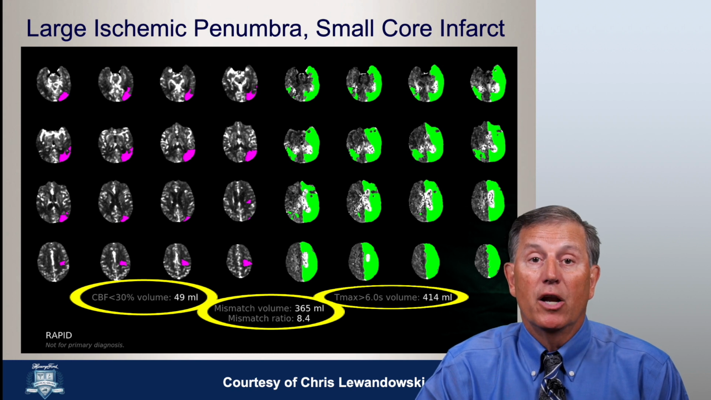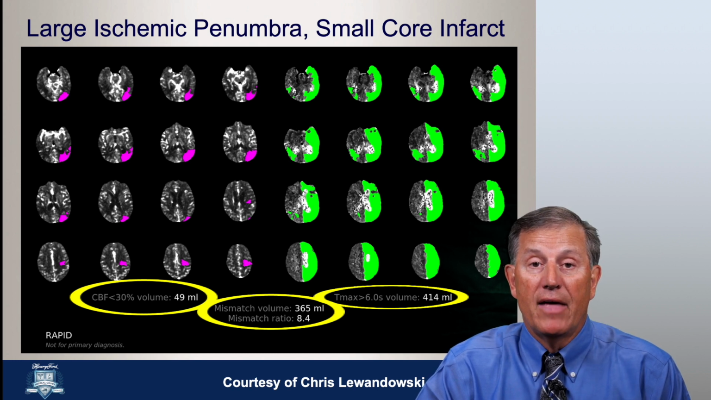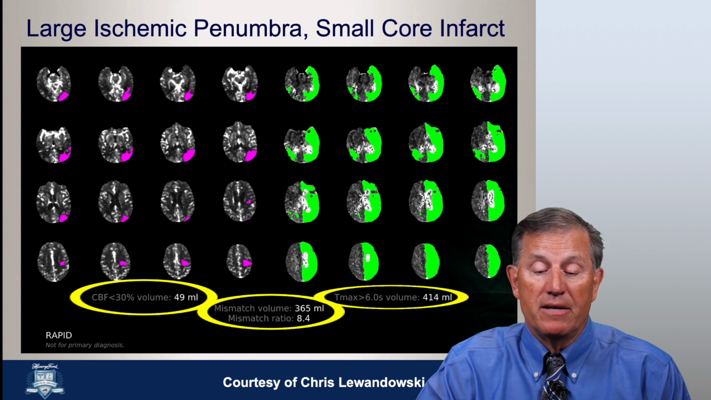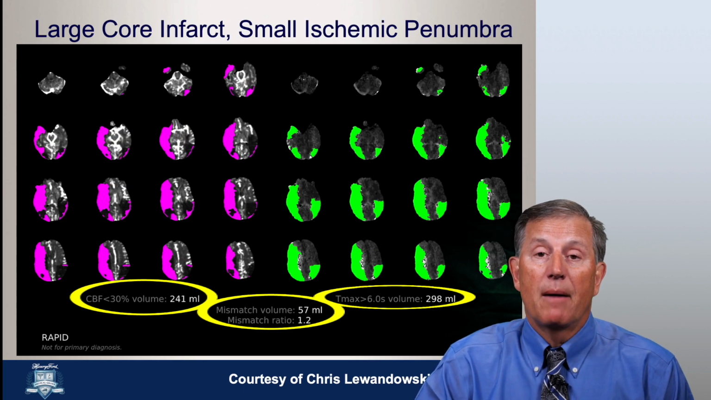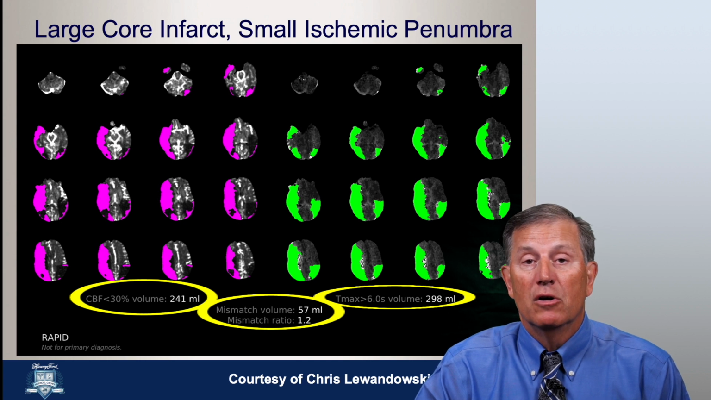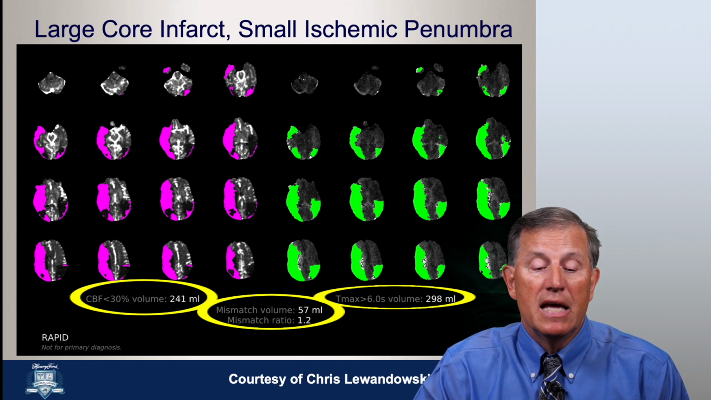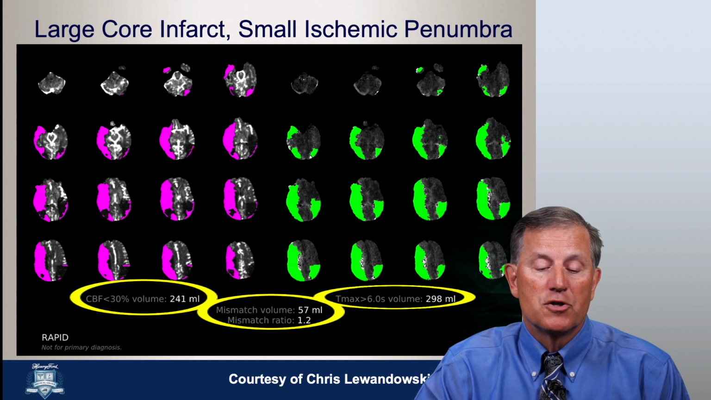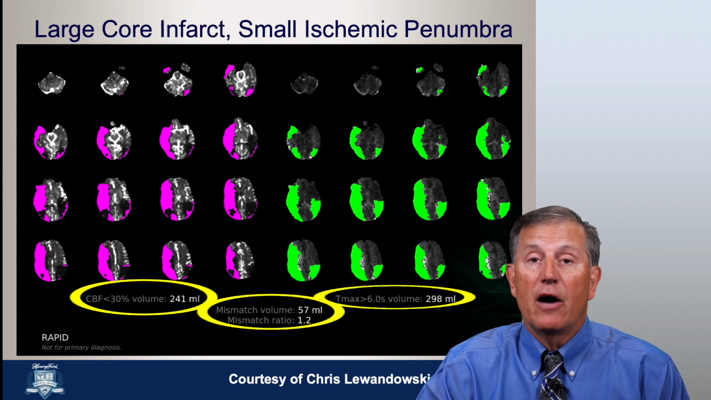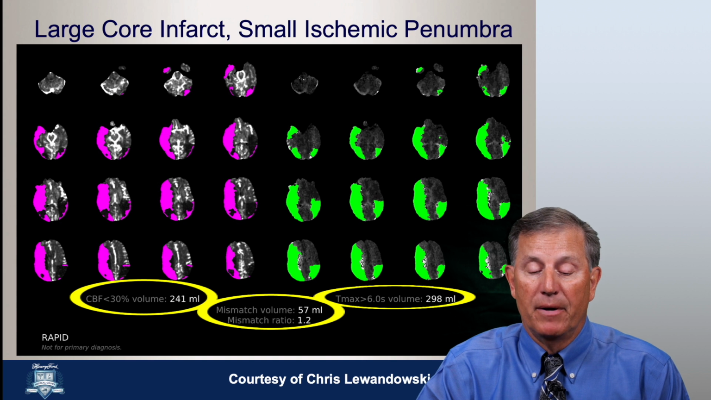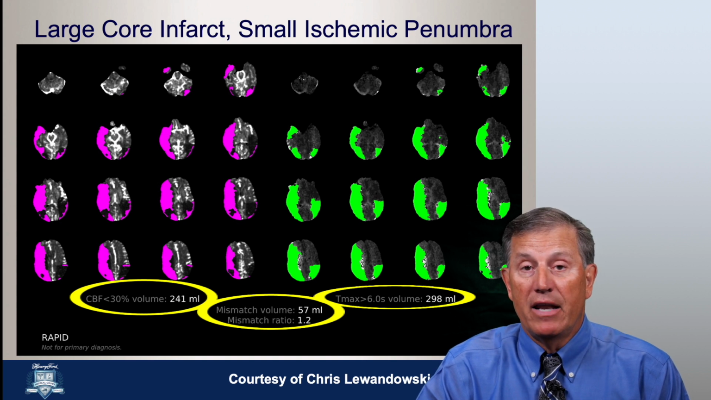We know that there is a large ischemic penumbra and that aggressive EVT therapies should be utilized. The different demonstration of the less beneficial situation is where there's a large core infarct. In this situation, cerebral blood flow less than 30% is 241 mLs, and the mismatch volume, or the volume of ischemic penumbra, is only 57 mLs.